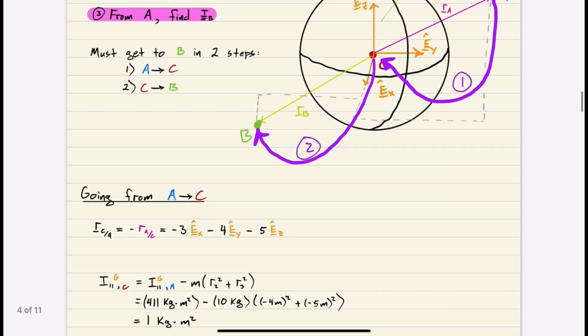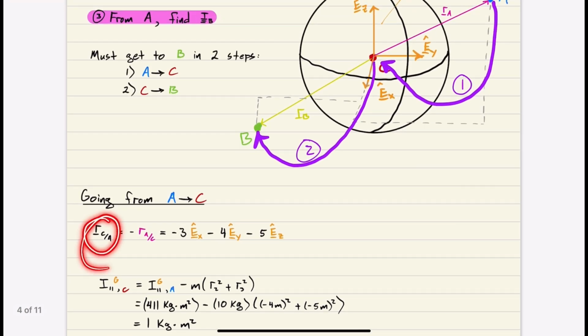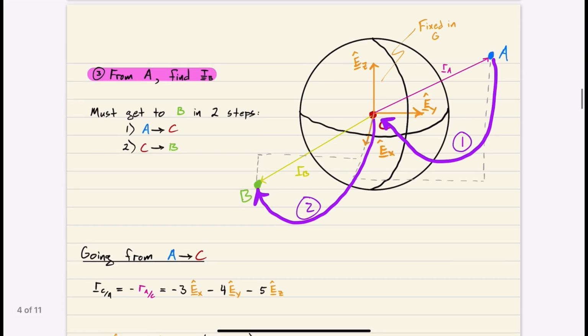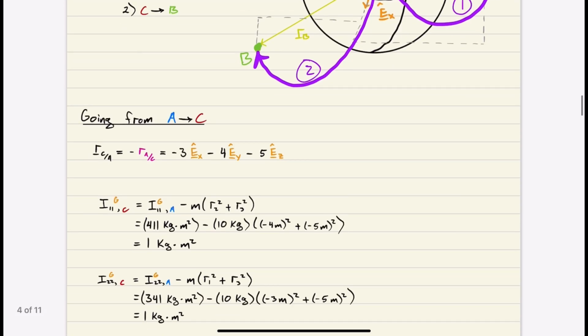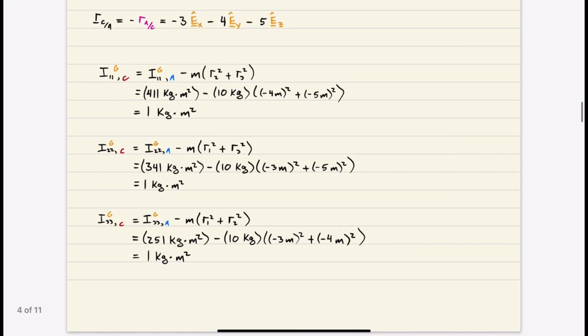Keep in mind, our position vector changes. It is now negated, right? Before we were going from C to A, now we're going from A to C. So it's the negative of R_A is the position vector. We're going from A to C this time. So that is what I've written here: R of C with respect to A is equal to negative R of A with respect to C. So we just throw a negative on these. We're going from A to C now, and it's the exact same thing.